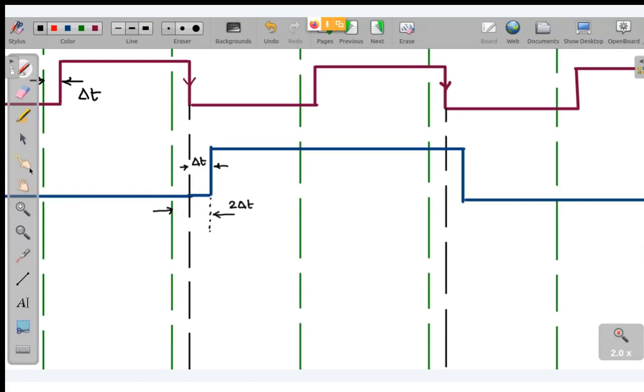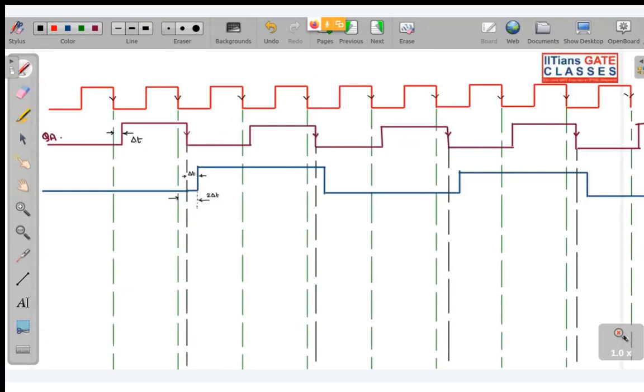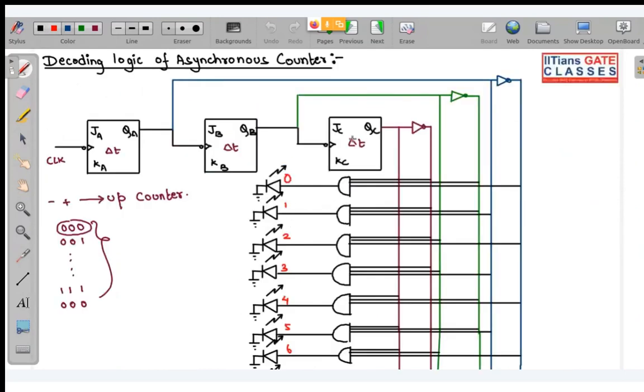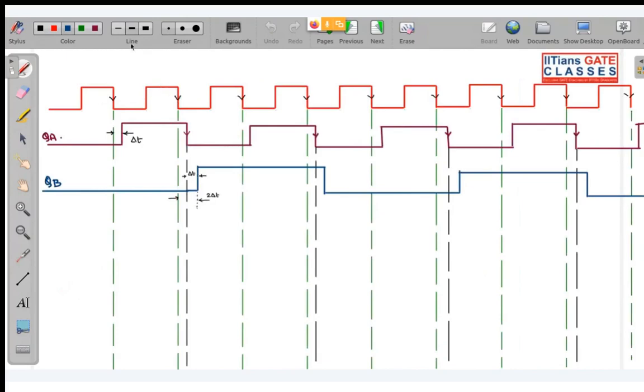Now basically this QB is acting as your clock edge for this C flip flop. So all the negative edges will act as your trigger. So you can see there is one negative edge over here and one more over here.